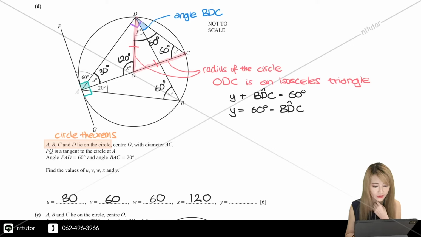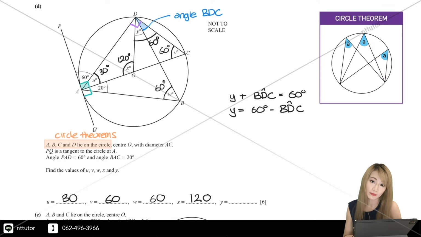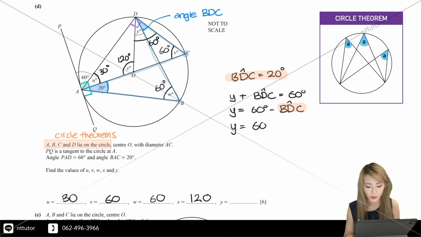So we need to find a way to find angle BDC, and we can use a circle theorem for that. The same circle theorem: the angles coming from the same segment must be the same. So notice that angle BDC comes from the same segment as angle BAC. This means that angle BDC is equal to 20 degrees. And now that we know that angle BDC is equal to 20, y equals 60 minus 20, so y equals 40 degrees.